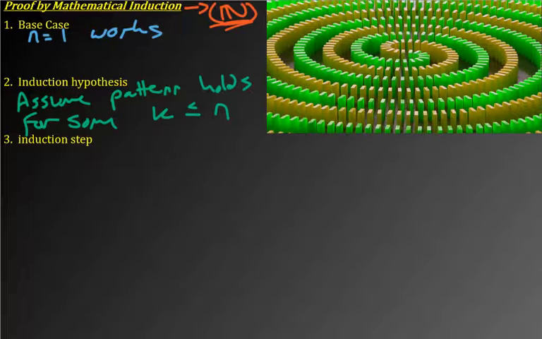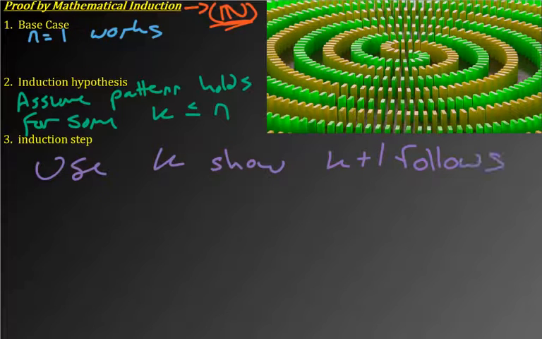Then the inductive step is where we use k, the assumption from the hypothesis in step 2, and show that k plus 1 follows. So we're going to do a proof where we assume k and show k plus 1 follows. If you start off with your domino and push it down, this is the first one and this is the second one. We do this in our base case.